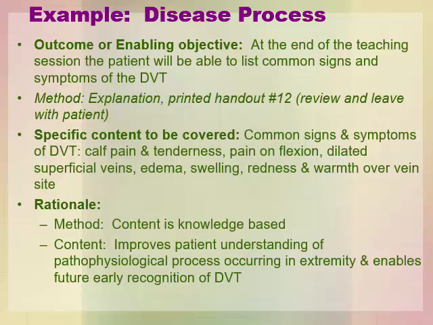Another example, over the disease process: the outcome or enabling objective is that at the end of the teaching session, the patient will be able to list common signs and symptoms of the DVT. The method that we're going to use in teaching is explanation and giving them the printed handout number 12, which we will review with the patient and leave with them. The specific content to be covered, we're going to talk about the common signs and symptoms of the DVT, such as calf pain and tenderness, pain on flexion, dilated superficial veins, edema, swelling, redness and warmth over the vein site.